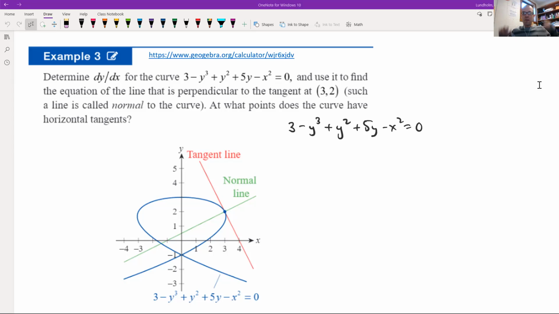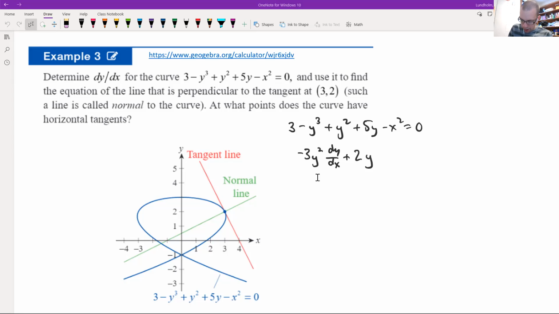Now we're going to take the derivative of both sides with respect to x, and we're going to treat y as a function of x. So taking the derivative of 3, 0. Taking the derivative of minus y cubed would be minus 3y squared. But according to the chain rule, since we're treating y as a function of x, some function that we don't really know, we're just going to multiply by, we could either write y prime or we could write dy dx here. Both of those mean the same thing.